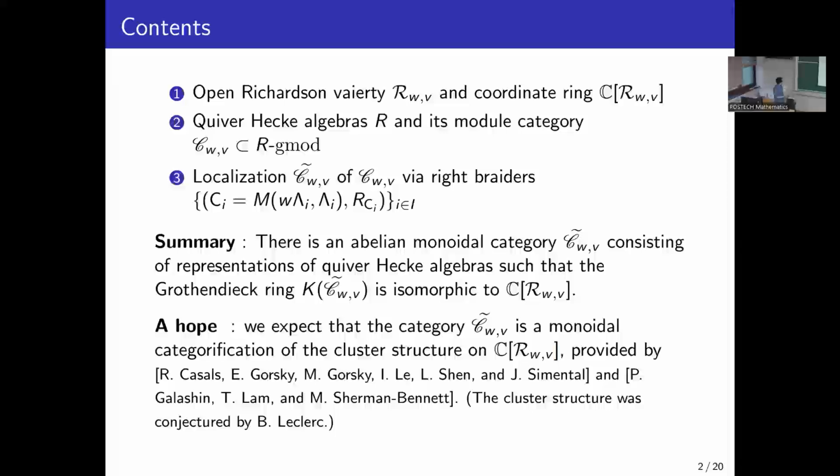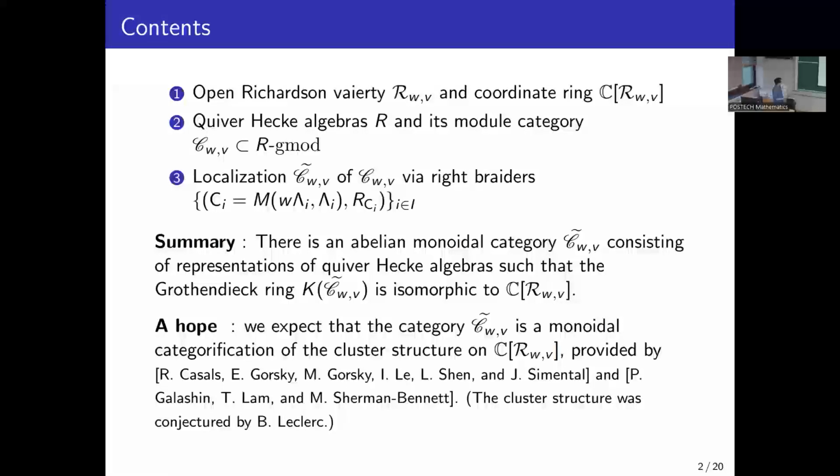And second, we want to understand this coordinate ring in terms of the quiver Hecke algebras, which I denote by R. This is a coincidence: this is R and this is R, but it's just a coincidence. We'll focus on its module category. Here R-gmod denotes the finite dimensional graded modules over quiver Hecke algebras; g stands for the grading. And for each pair of Weyl group elements, I will introduce a subcategory C_{w,v}, which will play an important role in the other parts of my talk.